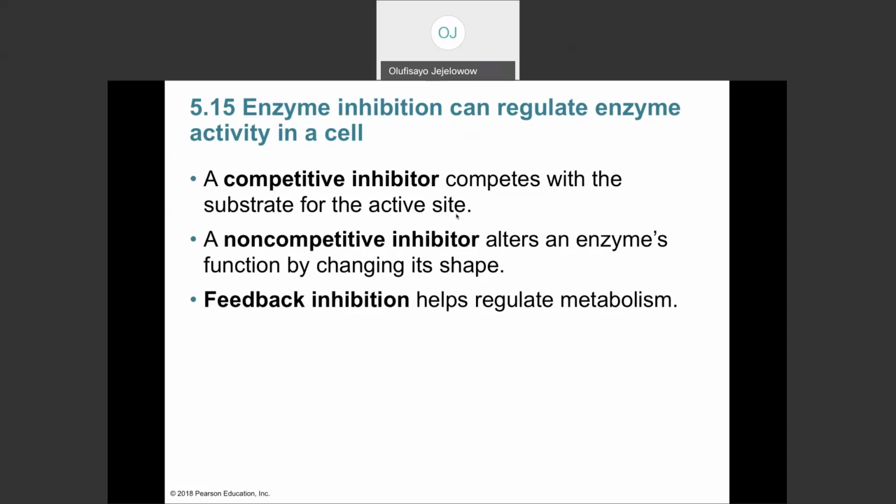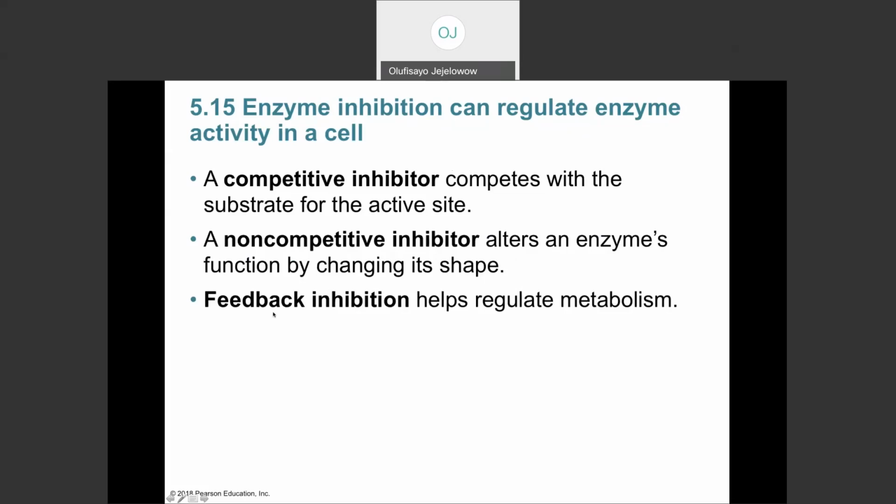A non-competitive inhibitor alters an enzyme's function by changing its shape. So it binds to the enzyme in a location different than the active site, causing the shape to change so that it no longer fits its normal substrate. And allosteric enzymes might work this way. They might pull away from the site when the enzyme is needed and then bind to the enzyme again when it's not. So these are the regulatory processes within the cell to keep the enzymes from going haywire.